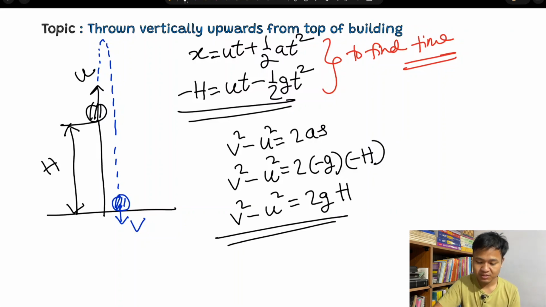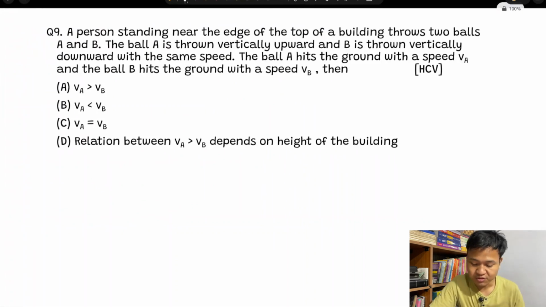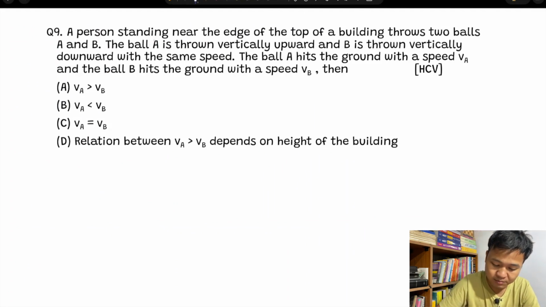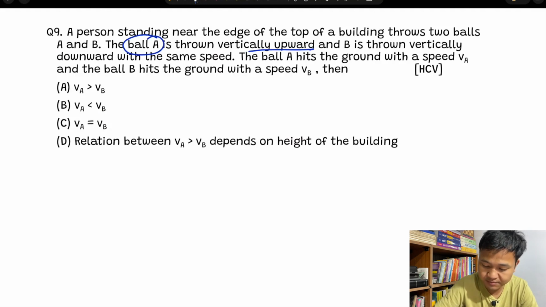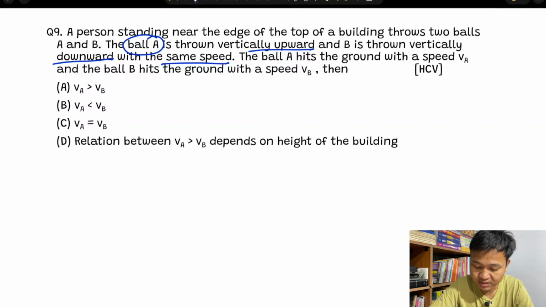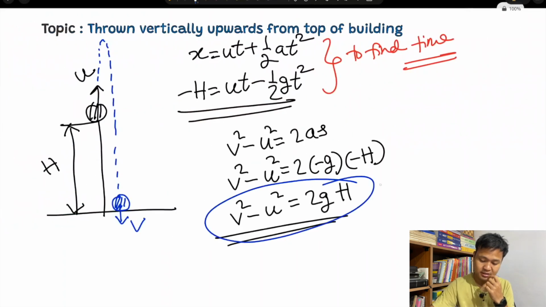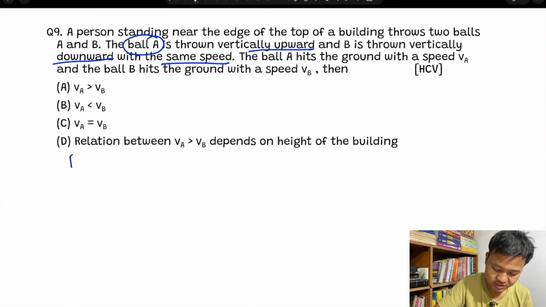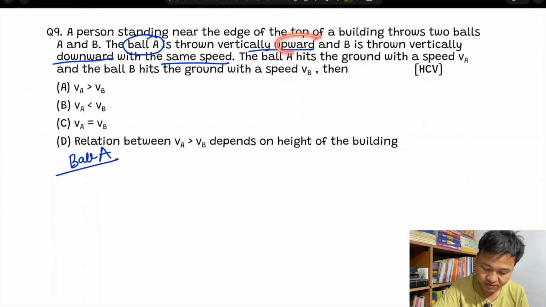Now let's solve some questions. First question: a person standing near the edge of the top of a building throws two balls. Ball A he throws vertically upward, and ball B he throws vertically downwards, with the same speed. If ball A hits the ground with VA and ball B hits the ground with VB, that's a final velocity, so you have to apply this formula. First let's see ball A.